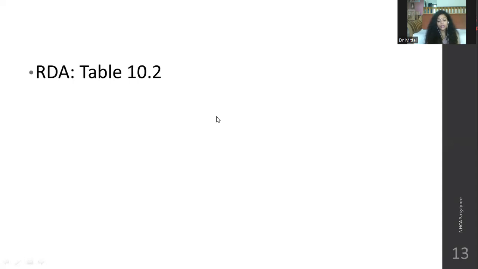So RDA is on table 10.2, page number 207. Those who have the new edition textbook, you can mention the new page numbers as well. Is it the same? Same page number. Okay. So any RDA related questions would be very rare, but if at all any RDA related questions of potassium come, you can directly go to this page number and see the correct answer, and choose the correct options.